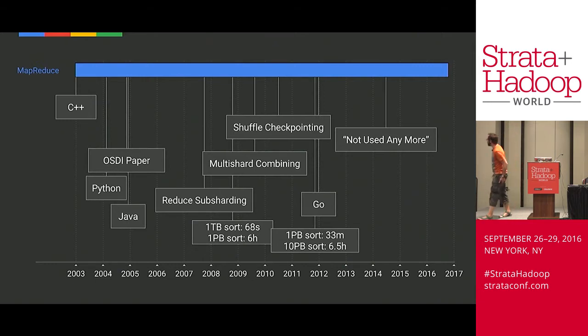You can see, what are the dates? I can't see from here. 2008, petabyte sort in 6 hours, and then 4 years later, petabyte sort in 30 minutes. MapReduce just continually was evolving to be more scalable and more performant. Reduced subsharding, multi-shard combining, shuffle checkpointing, these are all things that were done along the way. Reduced subsharding was actually a precursor to liquid sharding, which we'll talk about later in the Cloud Dataflow section, so I won't go into too much detail here.